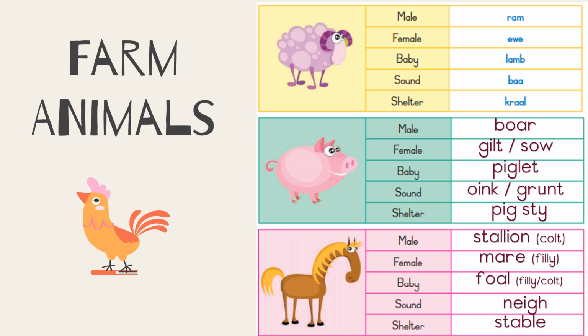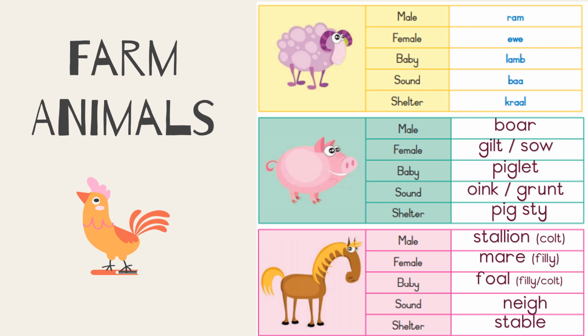Farm animals. Now the first animal we have here is the sheep. A male sheep is called a ram. The female sheep is called an ewe. The baby sheep is called a lamb. A sheep goes baa. And a sheep lives in a kraal. That is the shelter, a kraal.